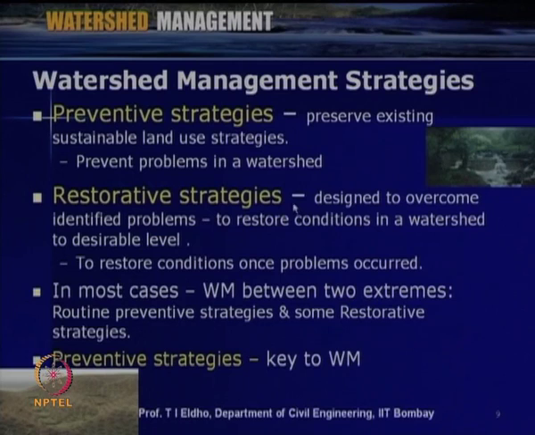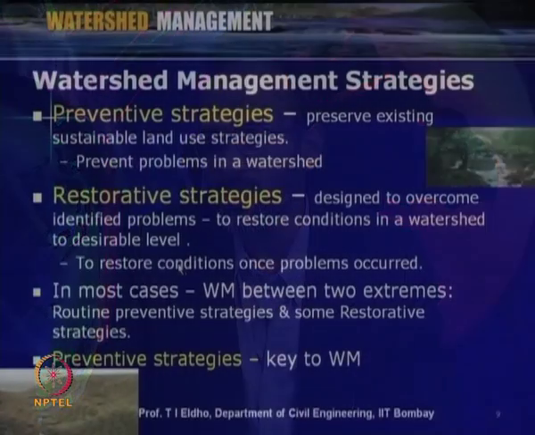Generally, restorative strategies are designed to overcome identified problems. Each watershed, as we have seen earlier, can have various deterioration problems, and its consequences we have also seen in the first lecture. Based upon that, for a particular watershed there can be a specific type of problem. So, in the restorative strategies we make various plans to overcome identified problems. It can be soil pollution, water pollution, non-availability of sufficient water, or lack of sufficient forest. So, in the restorative strategies we concentrate on those specific problems and try to overcome them.